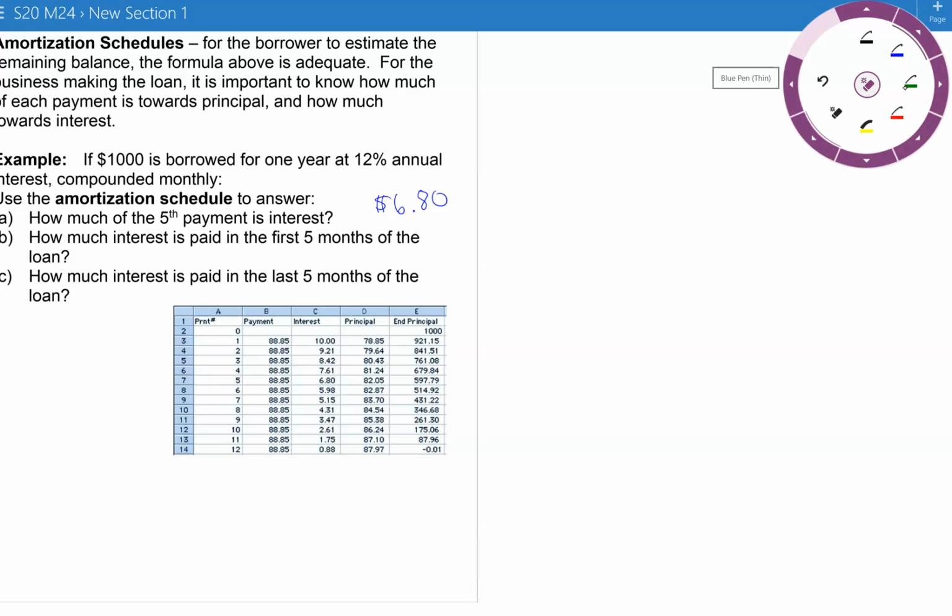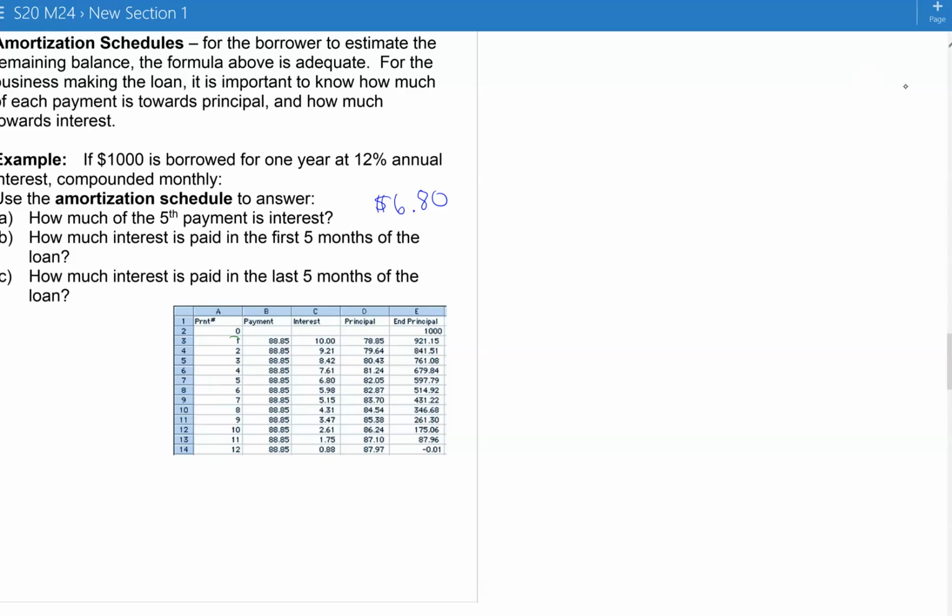So the next question says, how much interest is paid in the first 5 months? So here are the first 5 rows. So here's the interest paid in the first 5 months. And hopefully you're seeing how easy this would be to do with a spreadsheet. You would just say, what's the sum of these 5 numbers? And when you add them together, hopefully you get 4204.